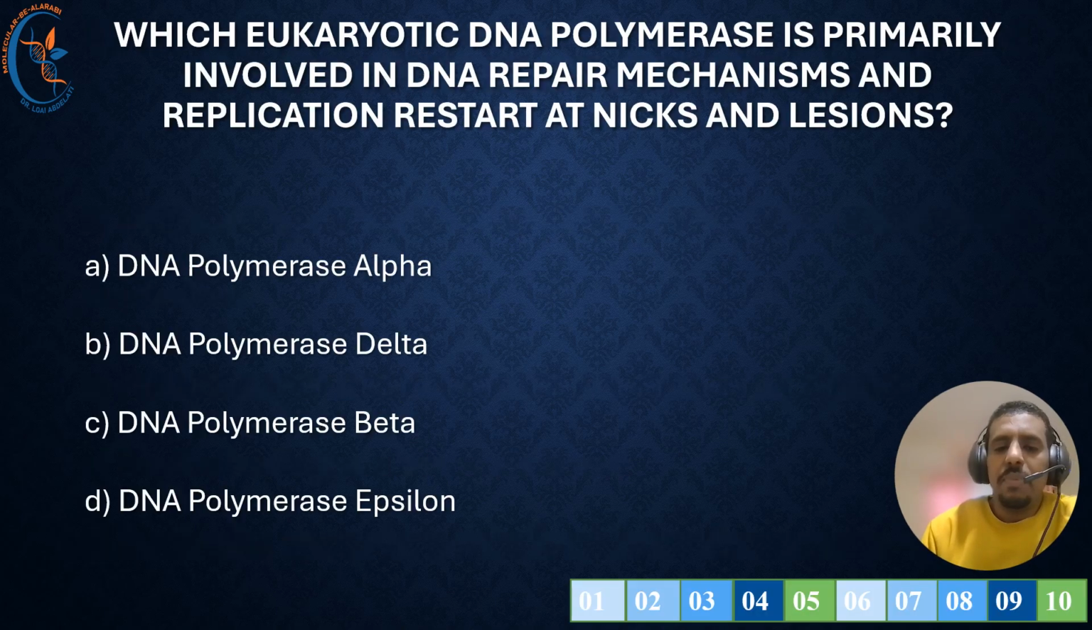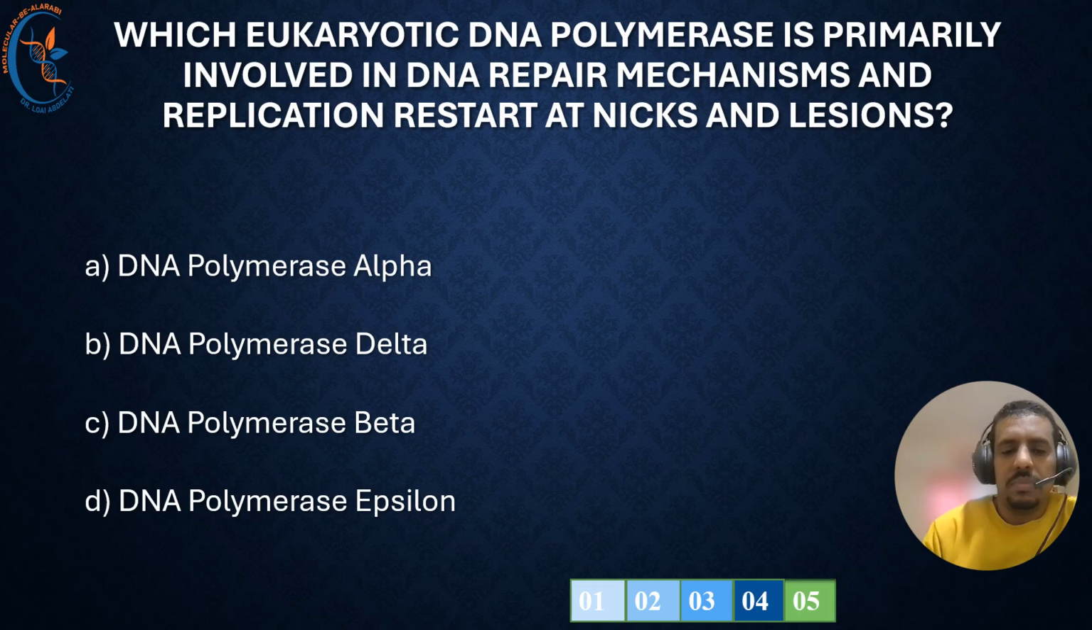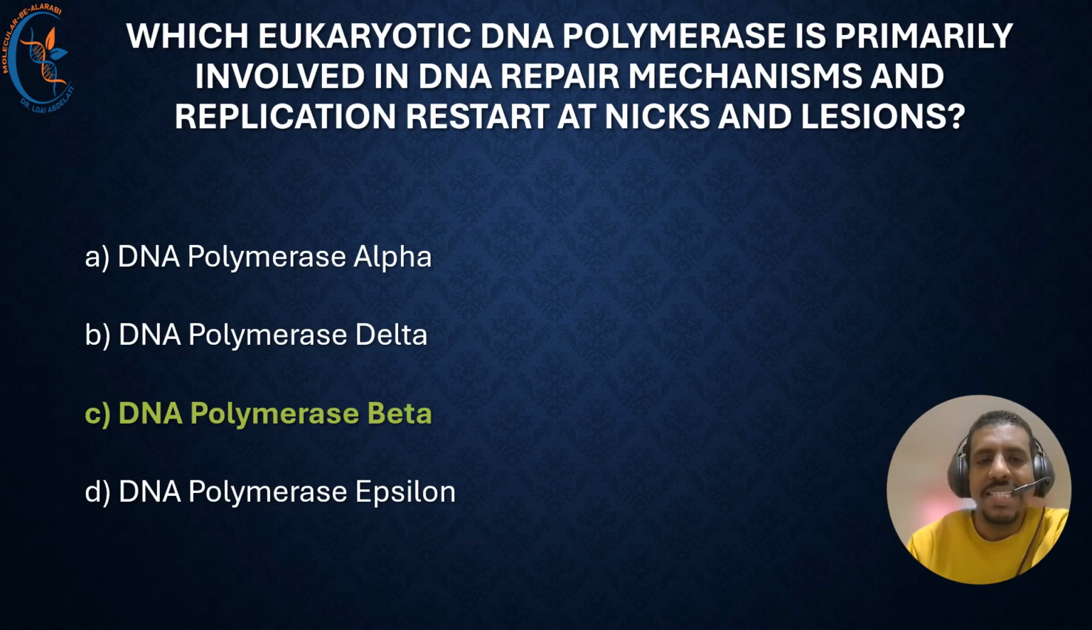Which eukaryotic DNA polymerase is primarily involved in DNA repair mechanisms and replication restart at nick and lesions? The correct answer is C. DNA polymerase beta is essential for maintaining genomic integrity by repairing single-strand breaks and other forms of damage that can occur due to environmental factors or normal cellular metabolism. All right, let's move to the next question.